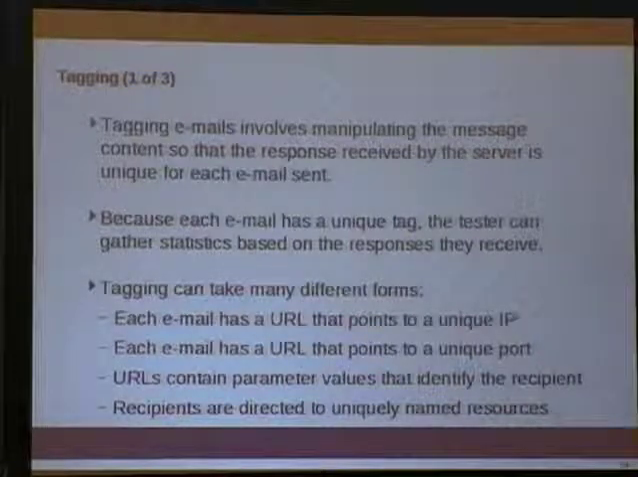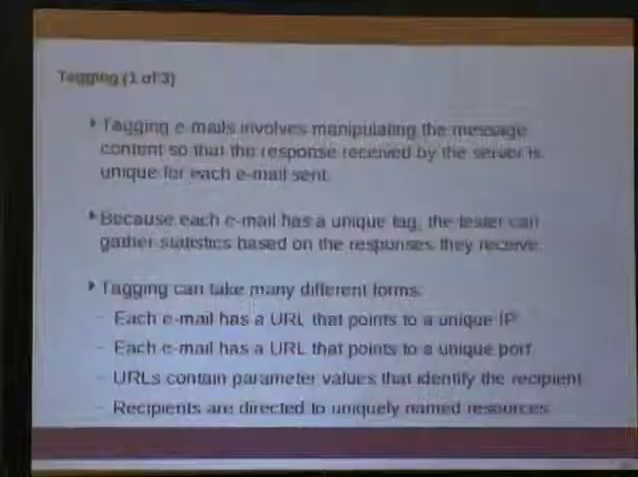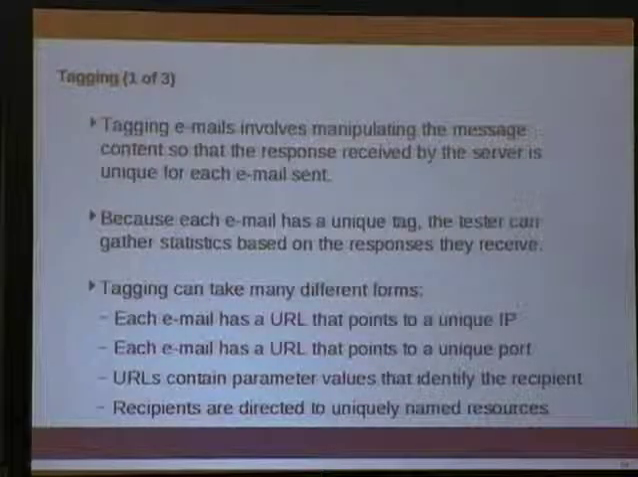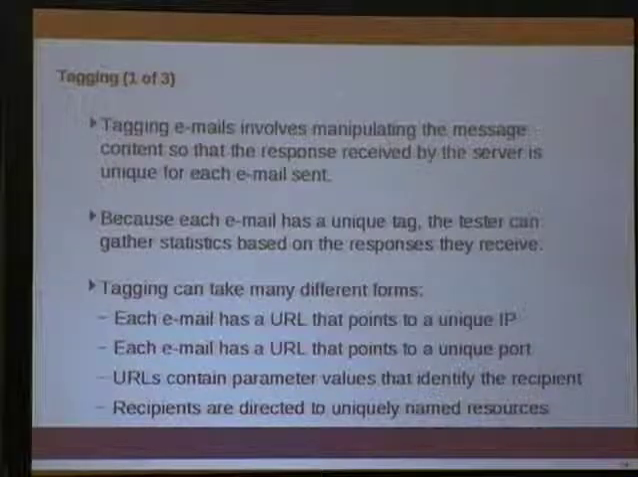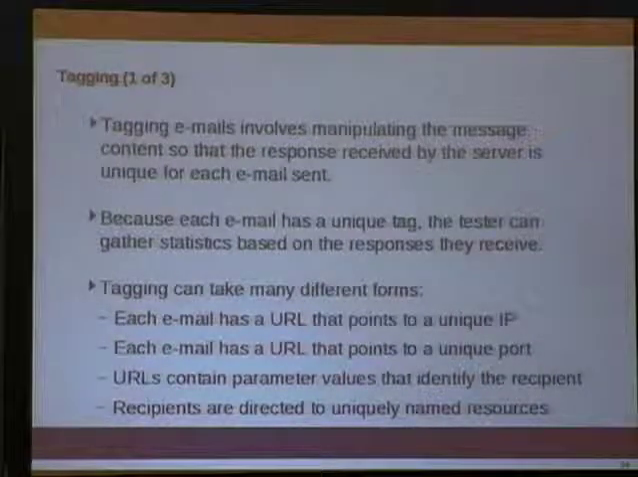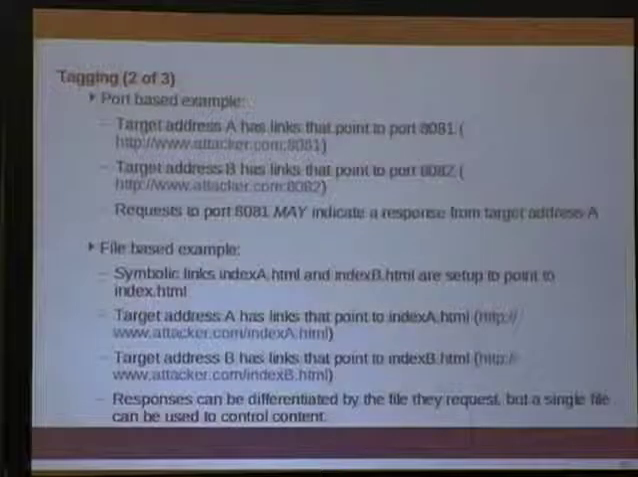So some examples of tagging we can use. You could have every URL in each email going to a unique IP address. Somewhat hard to set up, but it would still work. You could have each email pointing to a unique port. Again, kind of tricky to set up. You could have the actual URLs that they're clicking on have some sort of key parameter that identifies the recipient, or you could have them go to a unique resource. And towards the end, I'll show you some examples of those two.